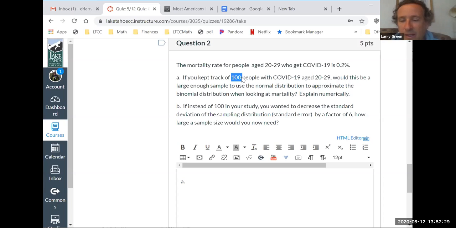Not 30, but looking for a number. Yeah, 5. So what we want to do is we want to say, is NP greater than 5? Actually there are two things: NP greater than 5 and NQ greater than 5. So in other words, let's look at NP. What's N in this case?